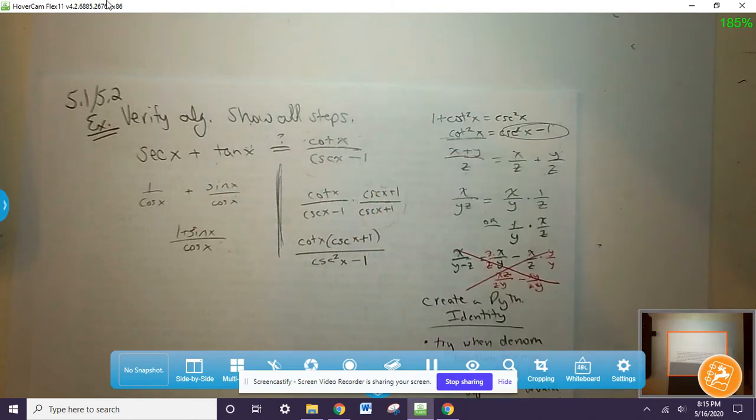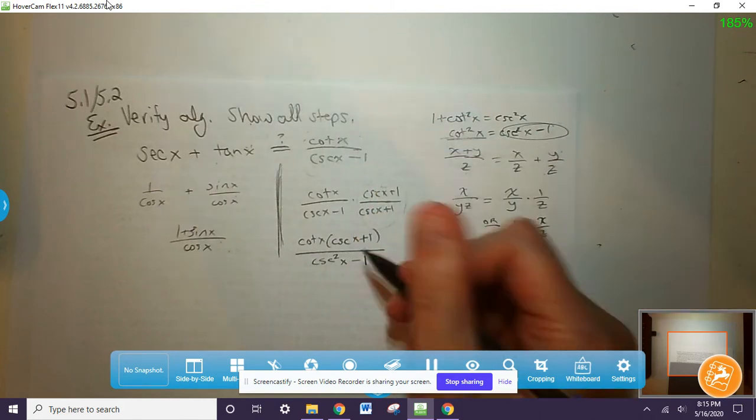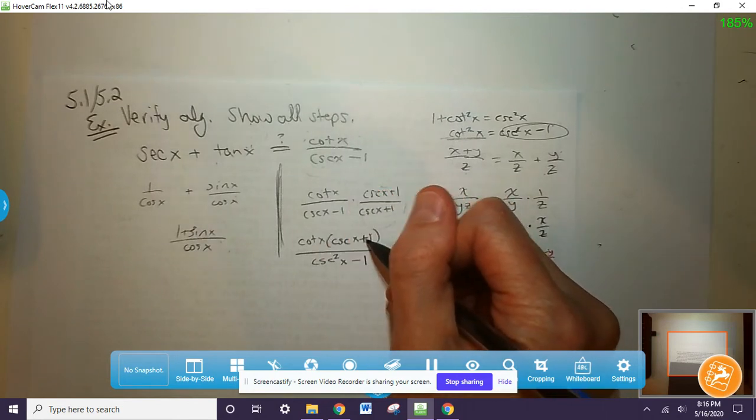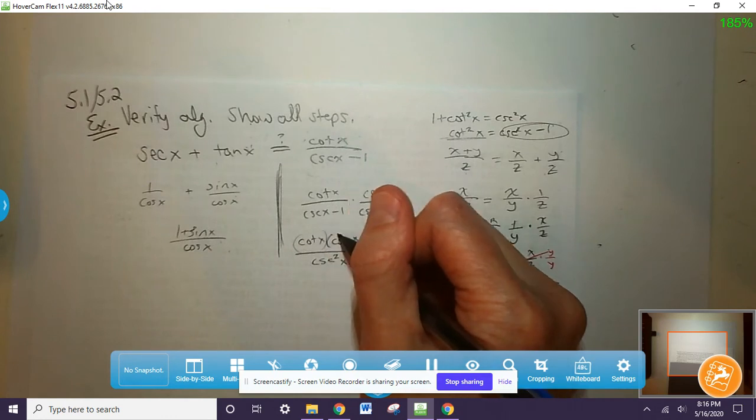You cannot reduce this right now. You can't reduce cosecant over cosecant squared because cosecant here is part of a factor. The top has 2 factors. It has cotangent and then this 2-term factor.